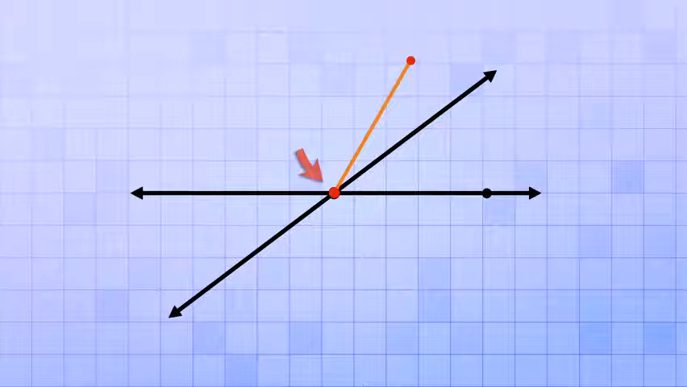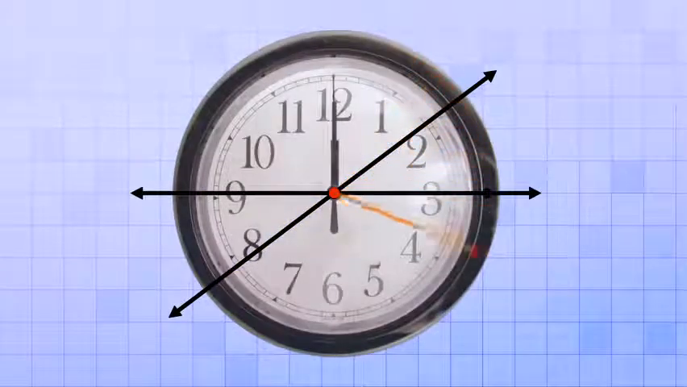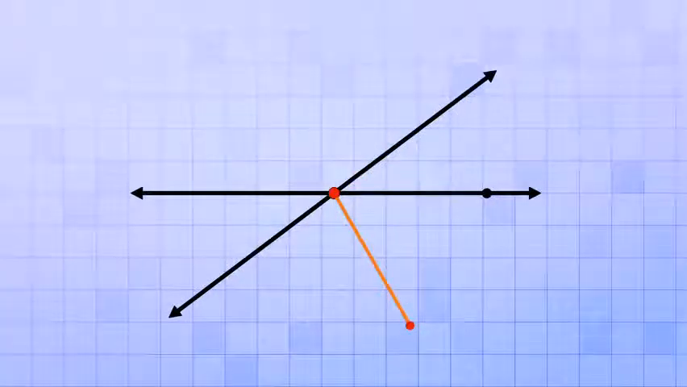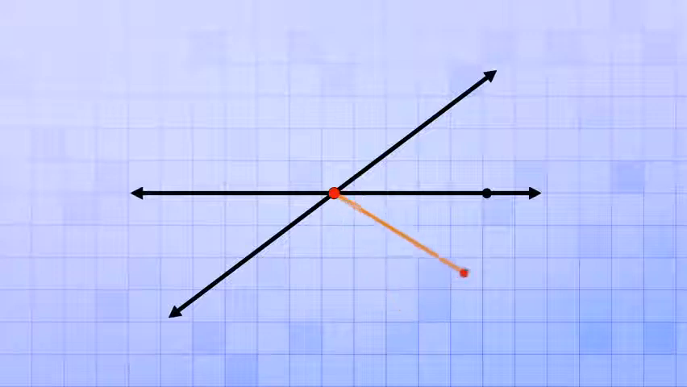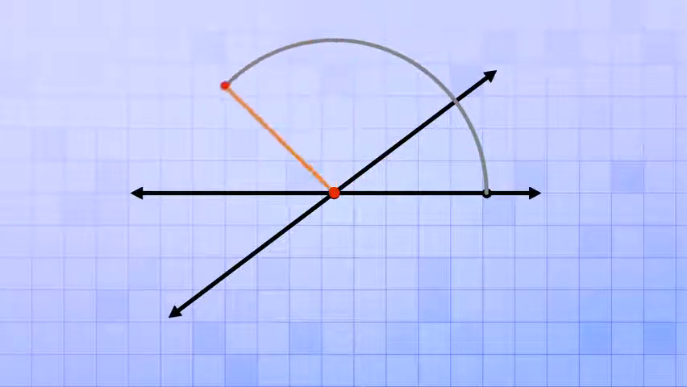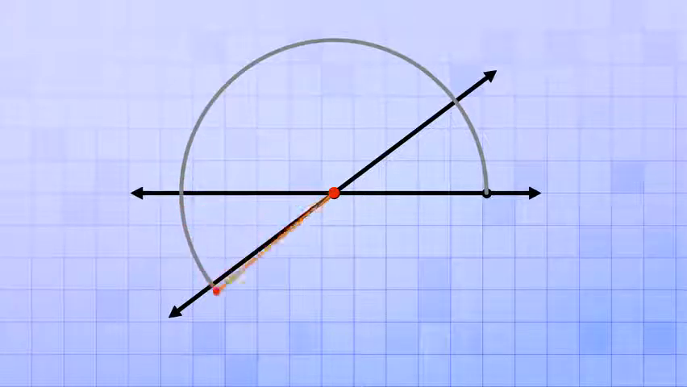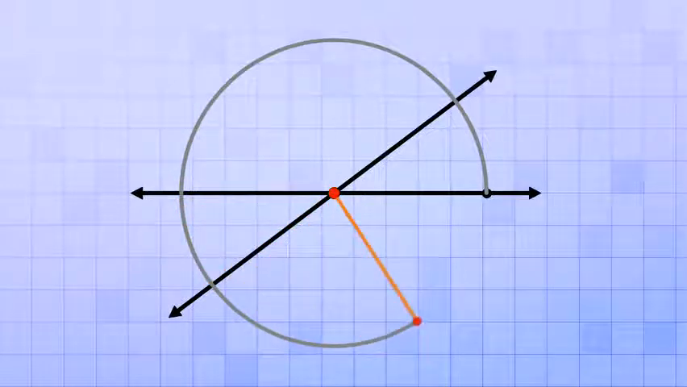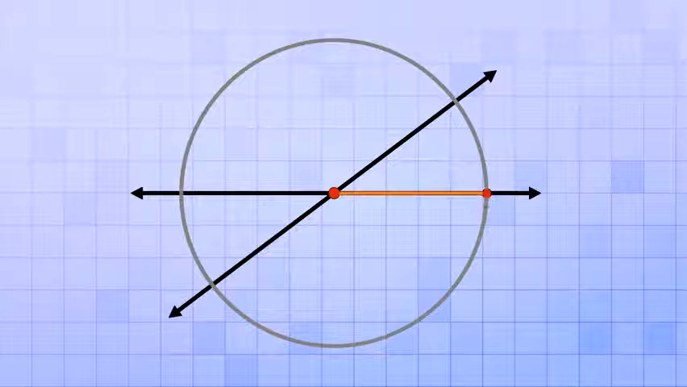Now let's imagine that the line segment between these two points can rotate around the point of intersection just like a clock hand rotates around the center of a clock. Let's also imagine that as we rotate the line segment, the point out at the end leaves a trail, like if a pencil was attached to it. The trail, or path, that's left when we rotate the line segment all the way around forms a circle.